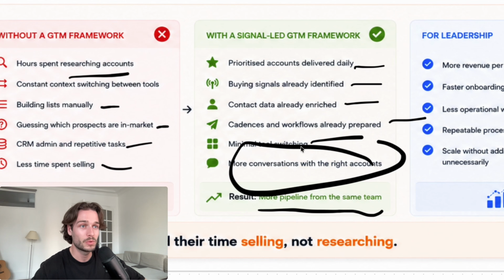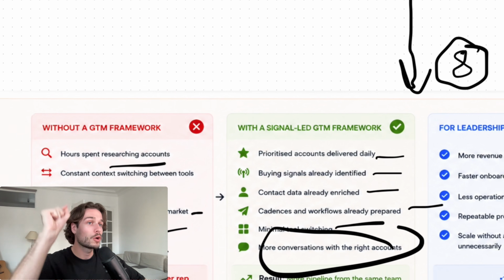They don't need to be switching between different tools. They just log into HubSpot, maybe a dialer that's living in HubSpot and Slack, and that's all they need to do. Maybe they've got a LinkedIn tab open if they want to write a post of the day. Okay, it means that you get much more conversations with the right accounts. So the result is more pipeline from the same team, and the profitability per rep goes up and up.